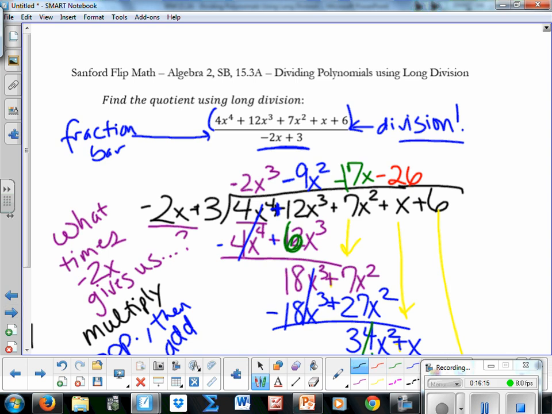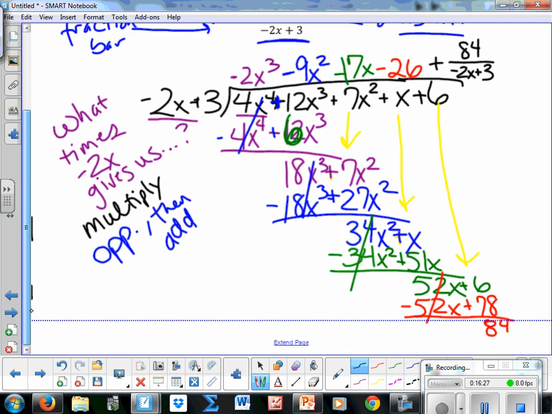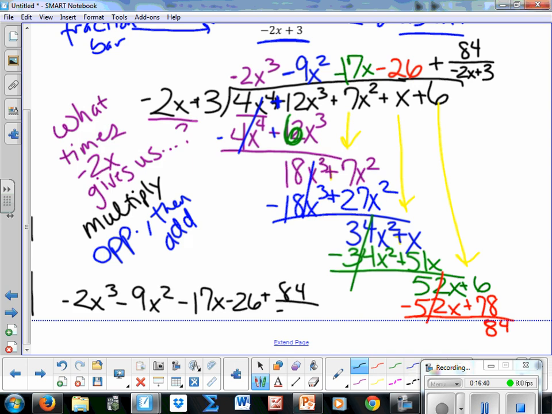Our remainder was 84. So I'm going to add 84 as our remainder divided by negative 2x plus 3. So that's how we would write our quotient. Now I'm going to write it all together at the bottom so that we can see it all together. Our quotient is negative 2x cubed minus 9x squared minus 17x minus 26 plus 84 divided by negative 2x plus 3. Whew, I know, these take a little while, but they're kind of fun, aren't they?